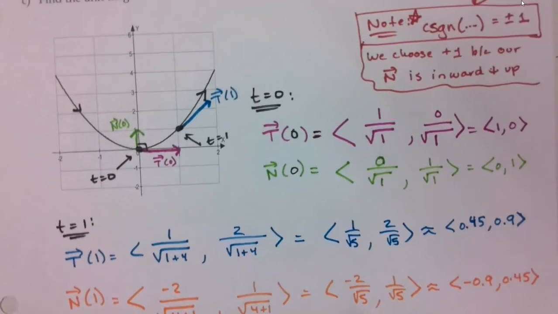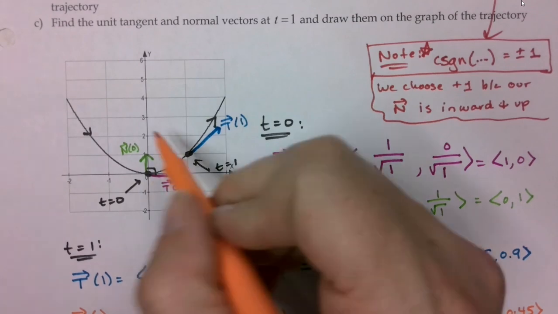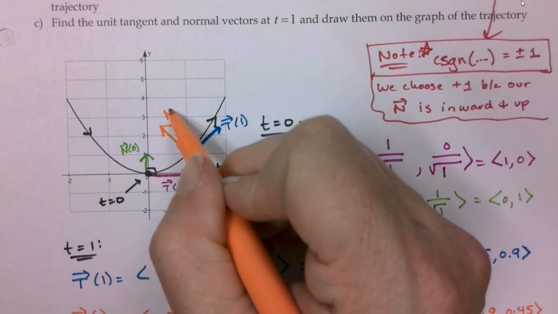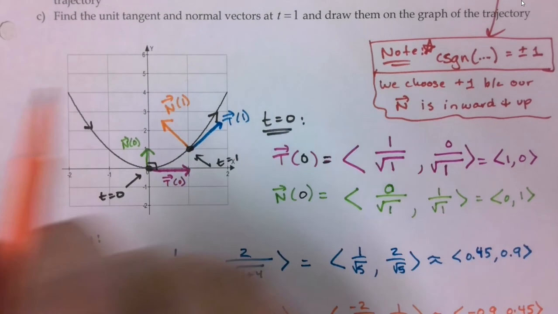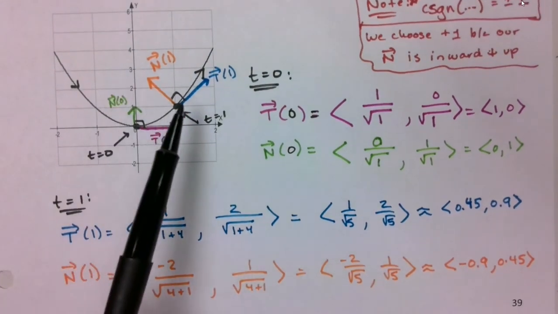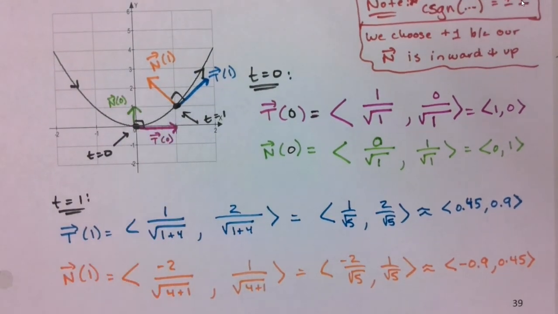So then your normal vector is going negative for the x, but positive for the y. So it's coming out like this. There's your normal vector at 1. And they form a right angle. So it moves left, but it moves up. Right? Left because it's negative.